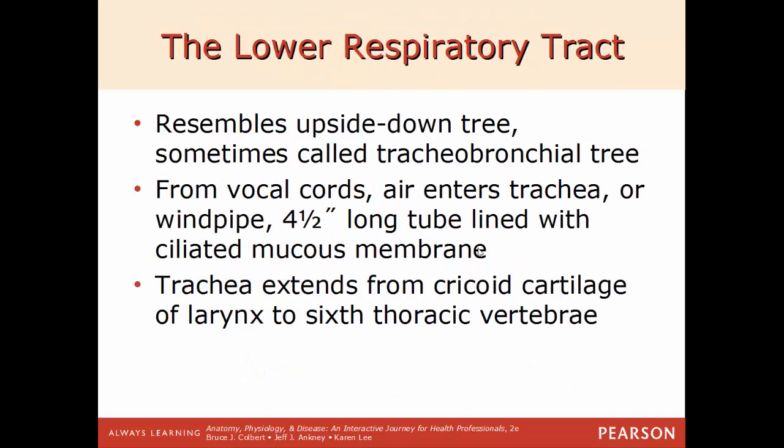Right, now we'll talk about the lower respiratory tract. Now, this resembles an upside-down tree, sometimes called the tracheobronchial tree. From the vocal cords, the air will enter the trachea, or the windpipe, which is a long tube that's lined with ciliated mucous membranes. The trachea will extend from the cricoid cartilage of the larynx to the sixth thoracic vertebra.